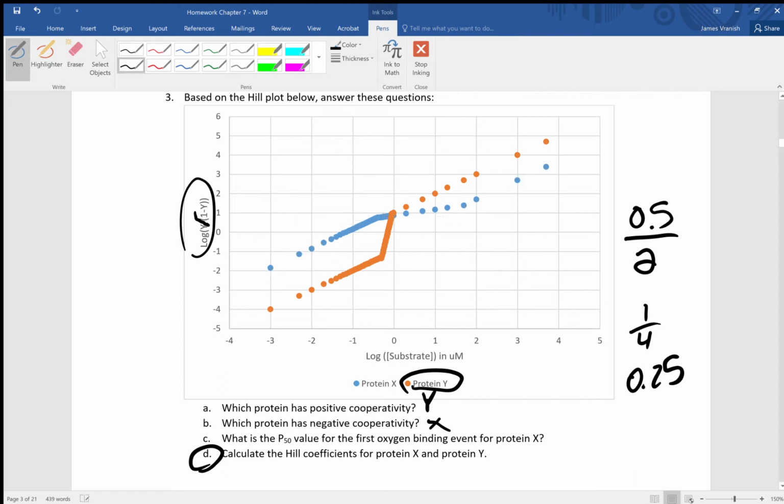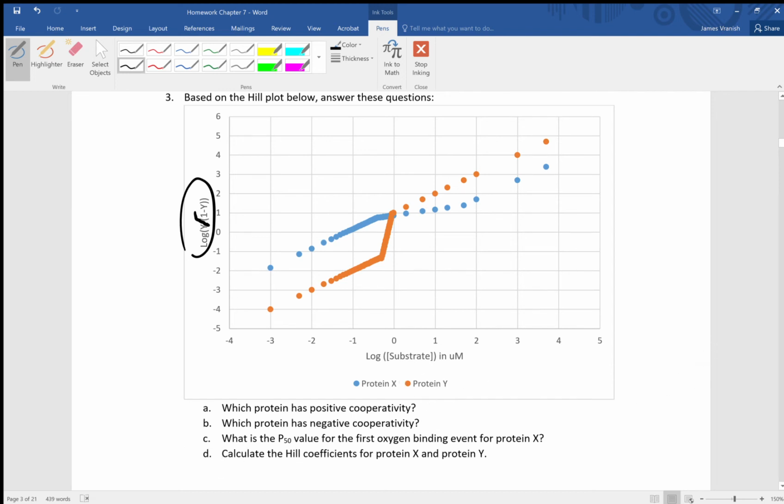Now, the only part we haven't done here is part C. Part C is perhaps the most challenging part of this conceptually. The things to remember here are that the first part of the curve tells you about the first binding event, and the last part of the curve tells you about the last binding event. We'll focus on protein X to start with, the blue one. There's our first part, and there's our second part. We can draw straight lines and extrapolate those lines a little bit beyond the data points.